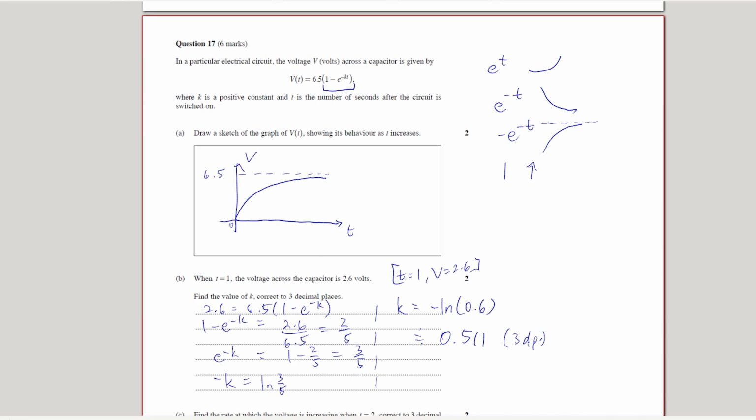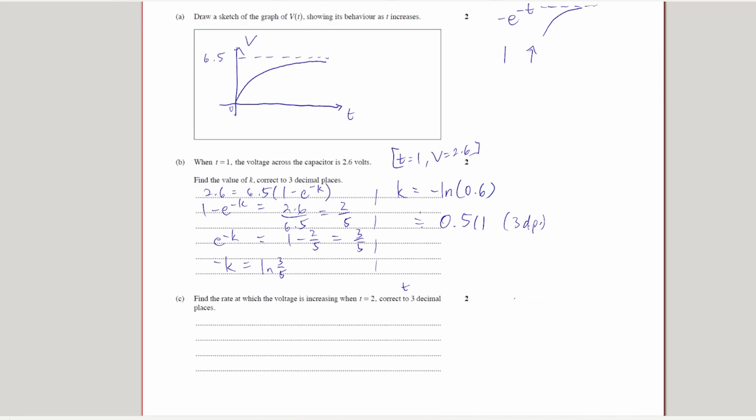Awesome. Now that we found k, let's move on to question C. So t equals 2. When you see the word rate, you have to think about the change, so dV on dt. Alright, so first let's differentiate. So dV on dt. When you differentiate this, the negative t is going to cancel the negative here, so the k comes down as well. So 6.5 k e to the negative kt. Okay, that's the equation for the rate of change.